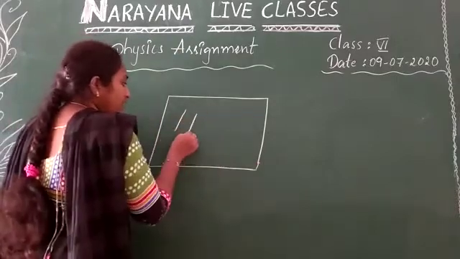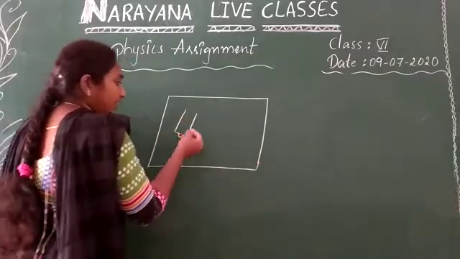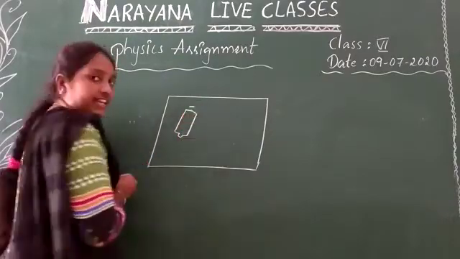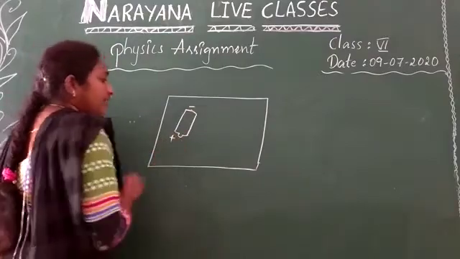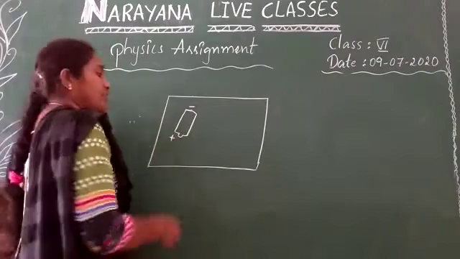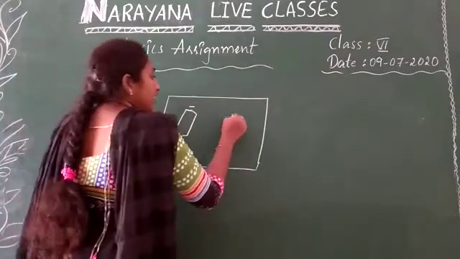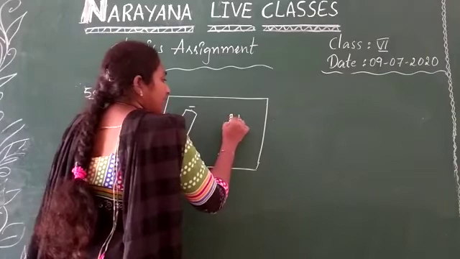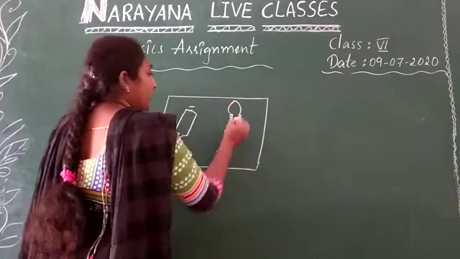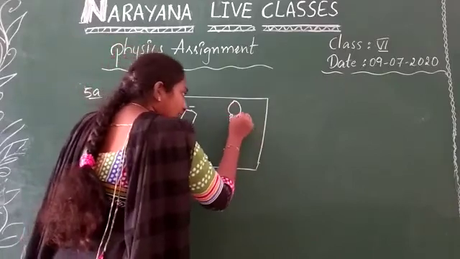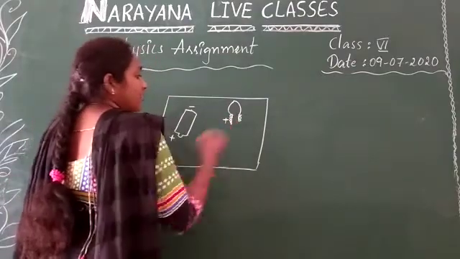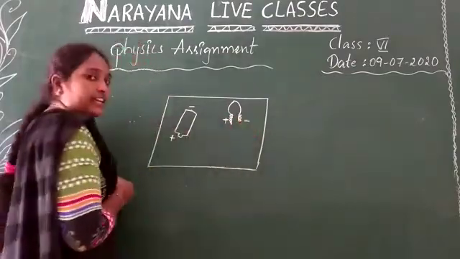Here I am taking one cell which has a metal cap at one end and a flat surface at the other end. This flat surface we take as the negative terminal, and the side of the metal cap we consider as the positive terminal. And here I am taking a bulb which has a long spring and a small one. The long one we call the positive terminal, and this one I am considering as the negative terminal.